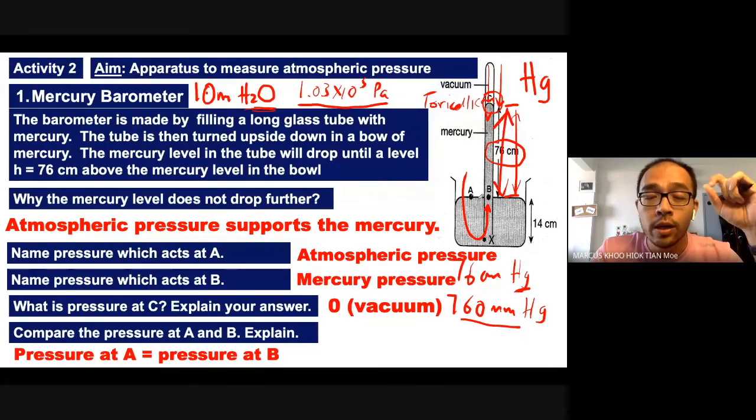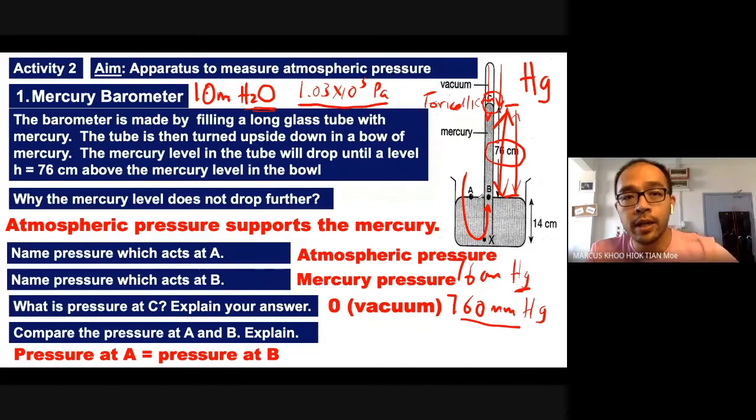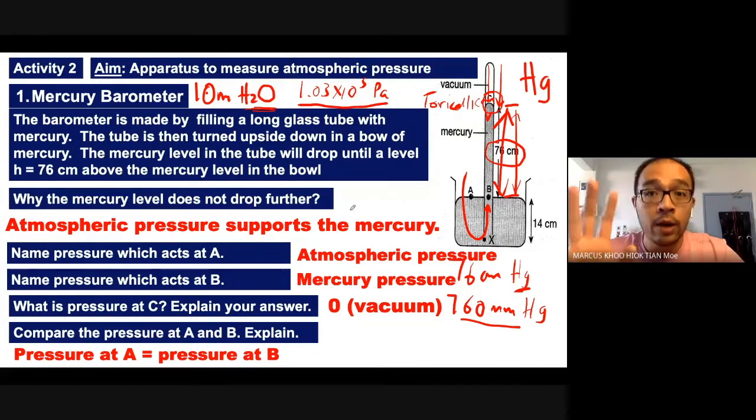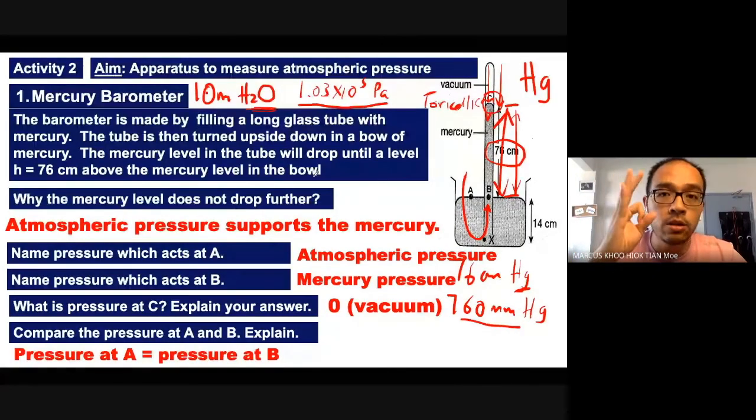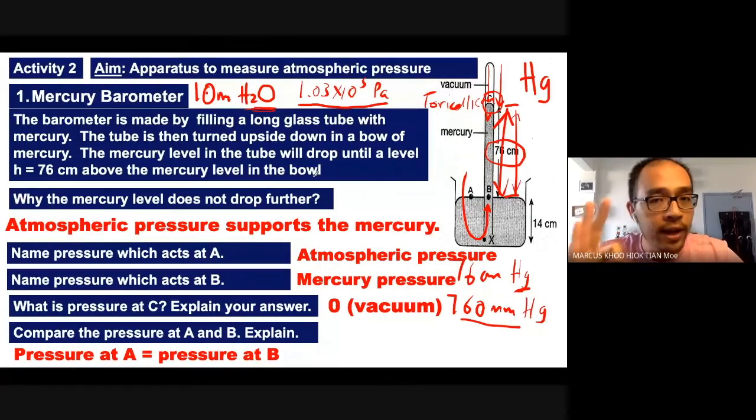If anything, I want you to remember for now, as a starting point, that atmospheric pressure has at least 3 values with different units. If you're using Pascal, it's about 1.03 times 10 to the power of 5. If you're going to use centimeter mercury, it's 76. If you're going to use meter water, this is the least common, but I have to expose you to it as well. Meter water is about 10 meters.